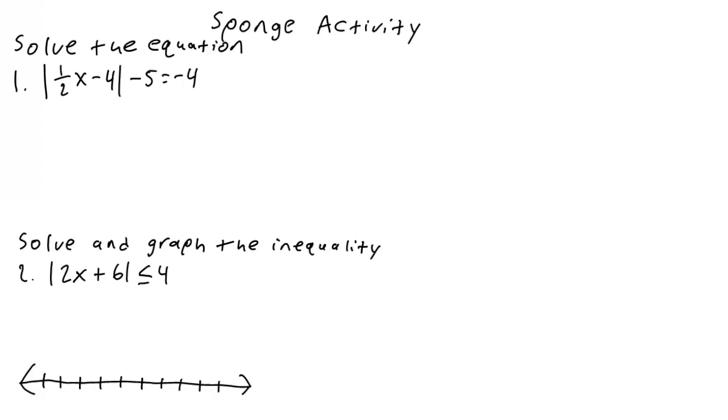And now time for the sponge. You have 2 problems here. Number 1 is to solve the equation. So solve the absolute value equation. Again, you'll get 2 answers, as you should. And then on number 2, I want you to solve and graph the inequality, like we just did.